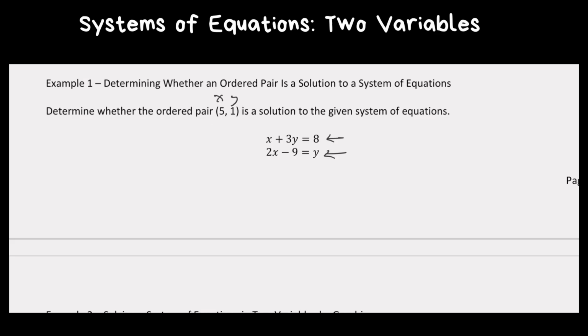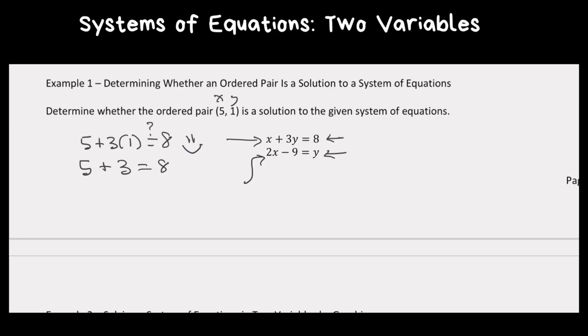Okay, so looking at the first one here, when I put 5 in for x and 1 in for y, do we get an 8? Well, this becomes 5 plus 3. Yes, we do. It works. That makes us happy. Now, you can't just check it in one. You have to check it in the other.